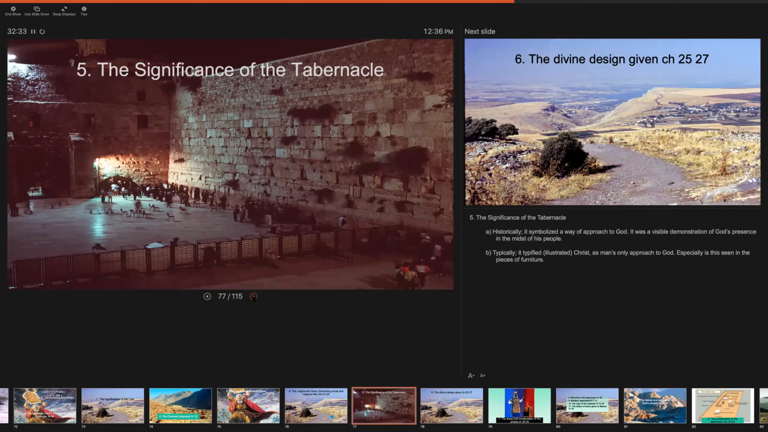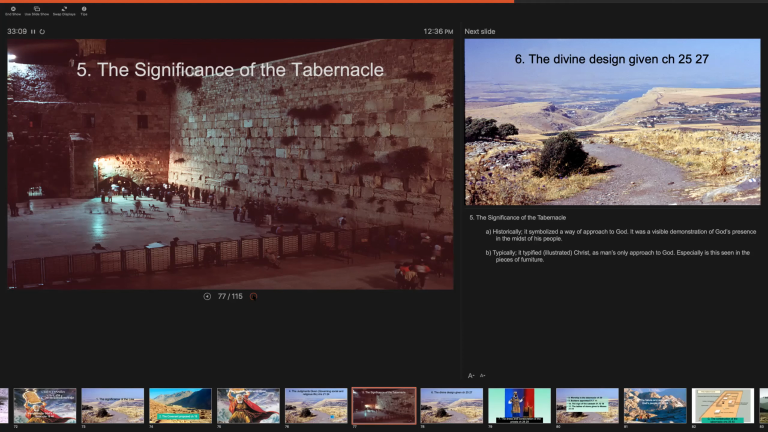That takes us up to the tabernacle. The tabernacle, this isn't the tabernacle in the background, that's the Western Wall in Jerusalem. The point of the tabernacle is as symbolism. The tabernacle was a tent that symbolized a way of approach to God. It was a visible demonstration of God's presence in the midst of his people. As a type or symbol, the tabernacle illustrates Christ himself as man's only approach to God. The pieces of the furniture are all symbolic.